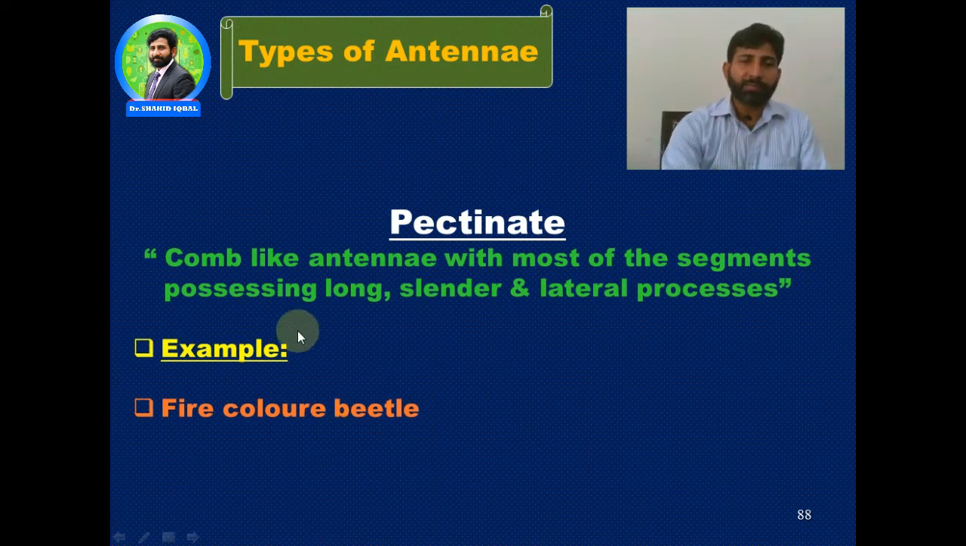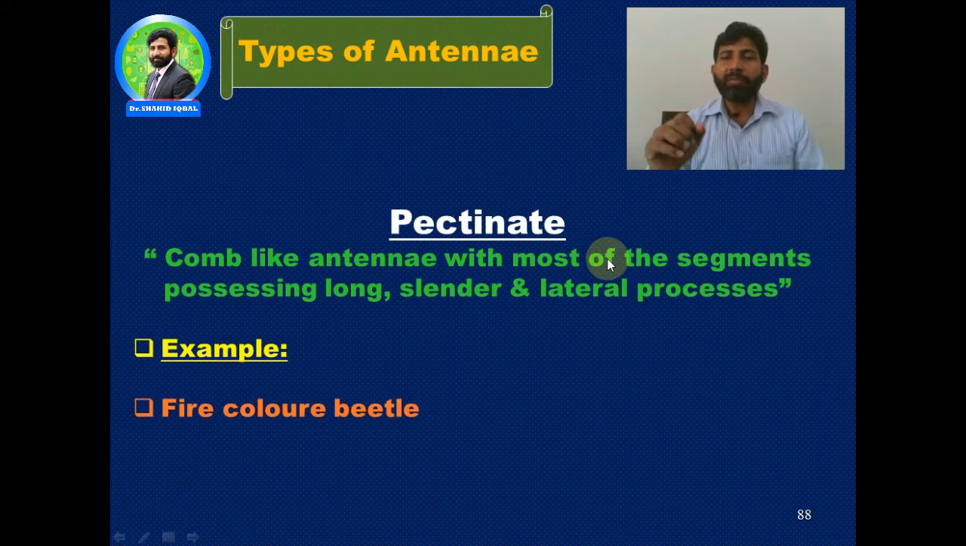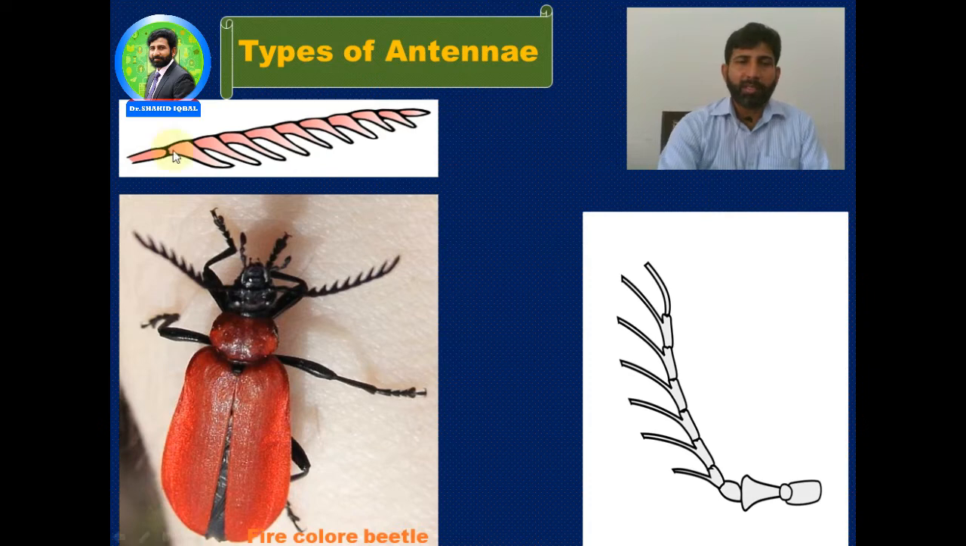Pectinate, comb-like antennae, with most of the segments possessing long, cylindrical lateral processes. For example, fire-colored beetles. In the case of the fire-colored beetle, pectinate antennae are present. Fire-colored beetles, pectinate. This is the fire-colored beetle antenna represented here.